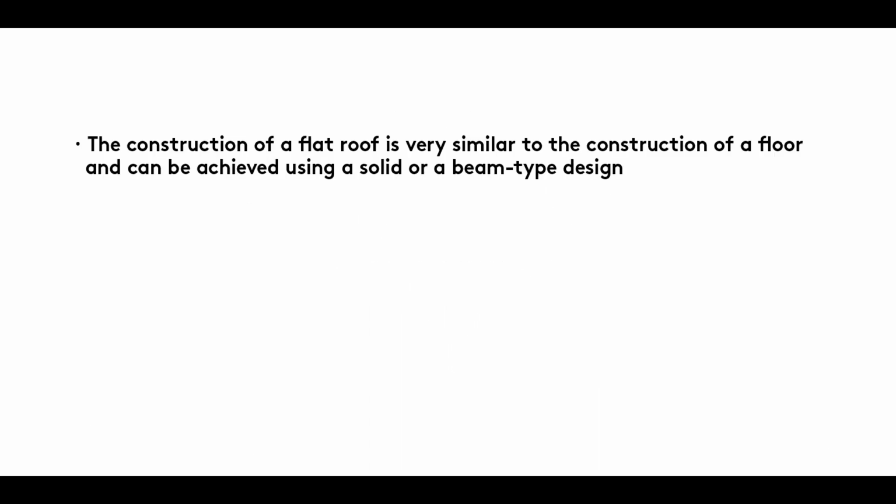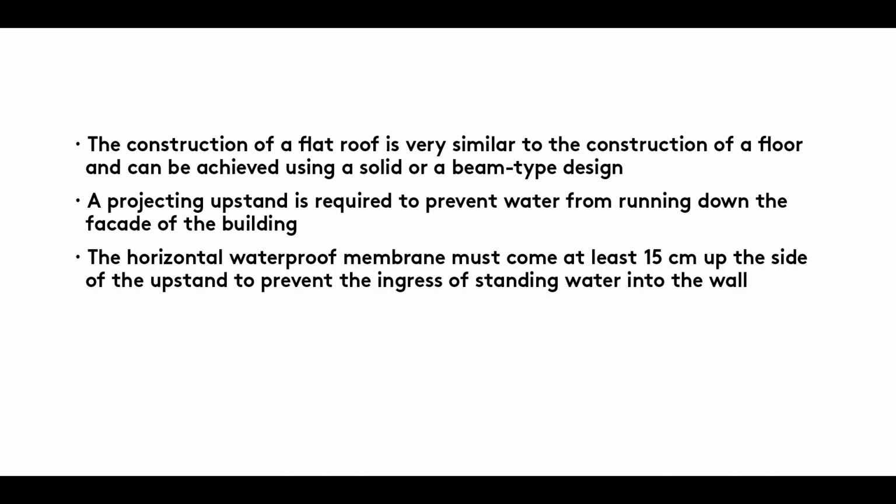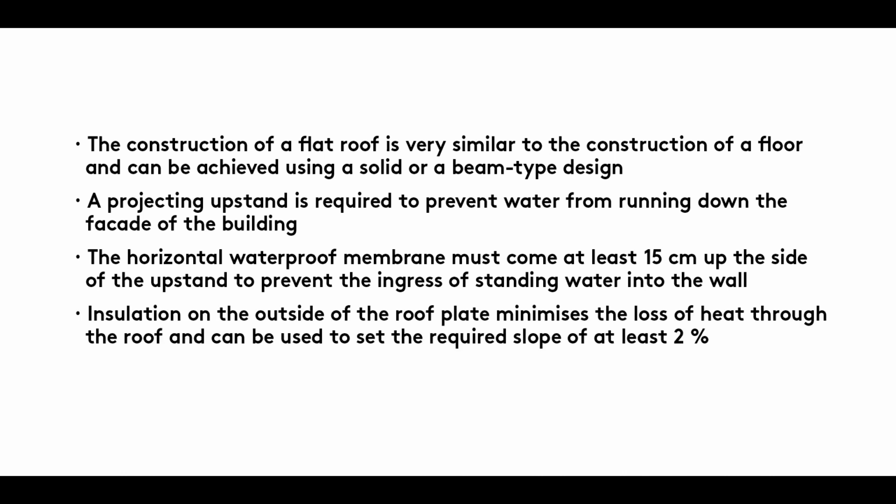Summary. The construction of a flat roof is very similar to the construction of a floor and can be achieved using a solid or a beam-type design. A projecting upstand is required to prevent water from running down the facade of the building. The horizontal waterproof membrane must come at least 15 centimeters up the side of the upstand to prevent the ingress of standing water into the wall. Insulation on the outside of the roof plate minimizes the loss of heat through the roof and can be used to set the required slope of at least 2%.